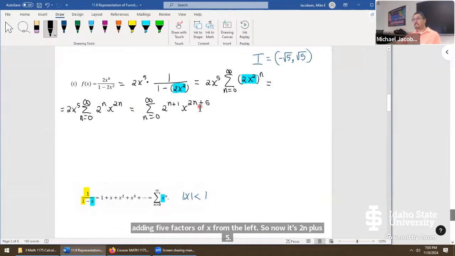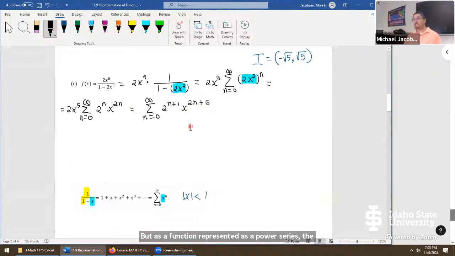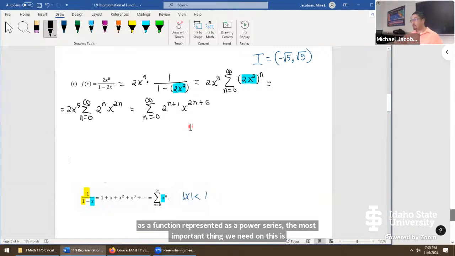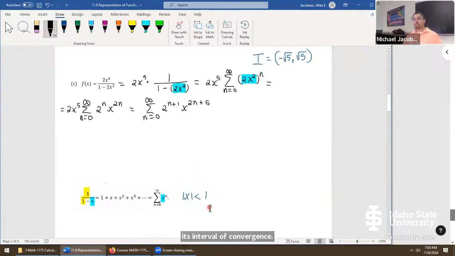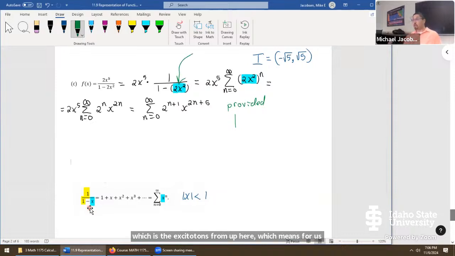So that's our power series. But as a function represented as a power series, the most important thing we need on this is its interval of convergence. That's what this part of the formula is saying. It converges provided the absolute value of x is less than 1. So let's say the same over here. This formula is accurate provided the absolute value, we said of x, but that's the x that goes right in here, which is the x that goes from up here, which means for us, that's what we mean when we say x, the 2x squared in fact. So we take the absolute value, 2x squared, set it less than 1.